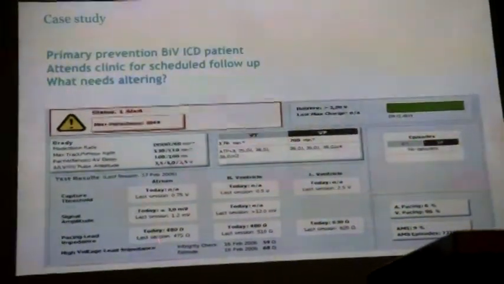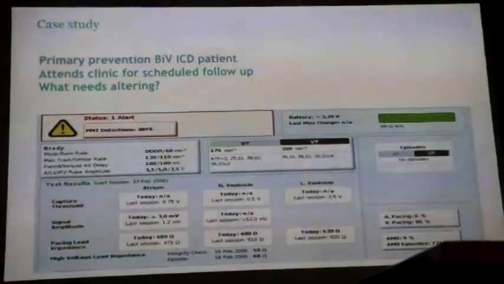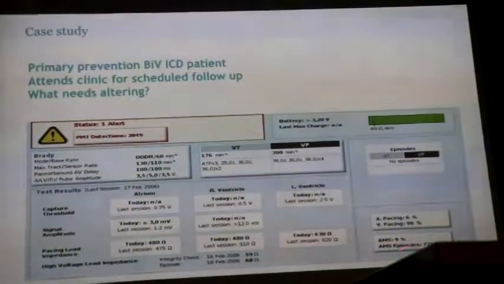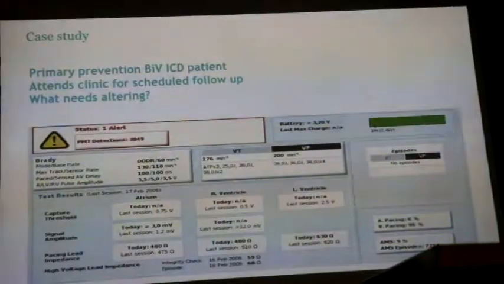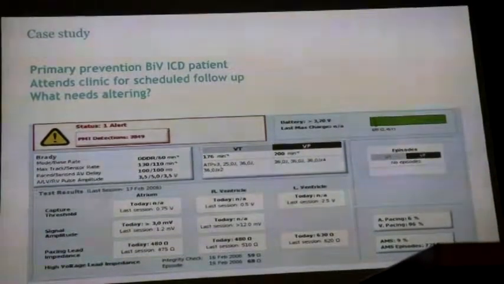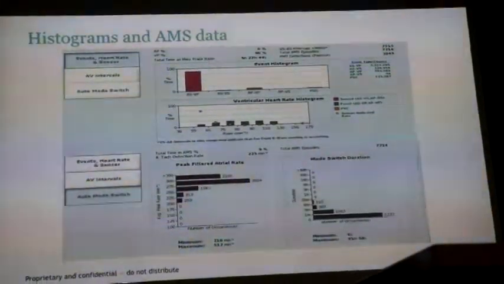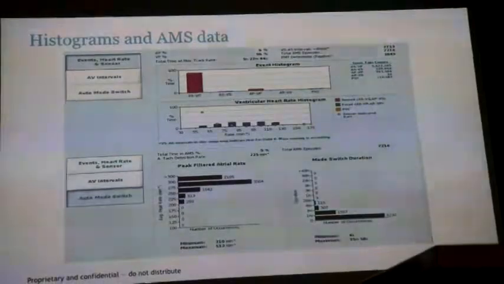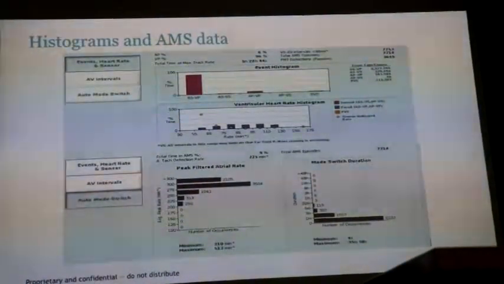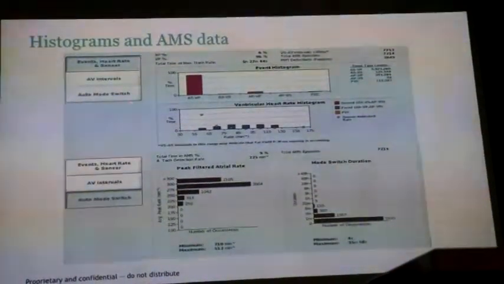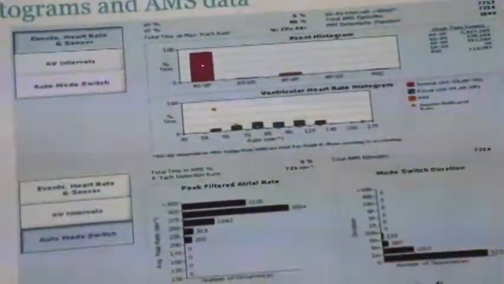Have a look at his device measurements, R wave, P waves, all the impedances are all okay, right? Everything looks reasonable. It's got lots of mode switches though, 7,000 mode switches, 9% mode switch, hello. Has he got loads of AF? Maybe, maybe not. So, here is this bi-V ICD patient. Remember this is a CRT-D. Heart rate histograms.